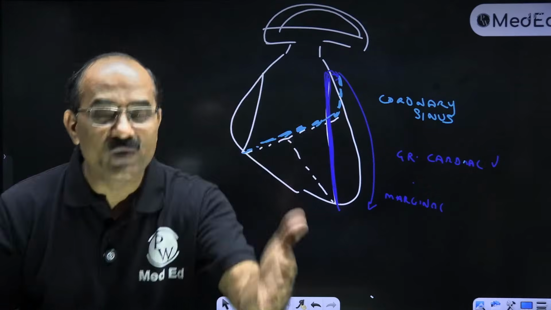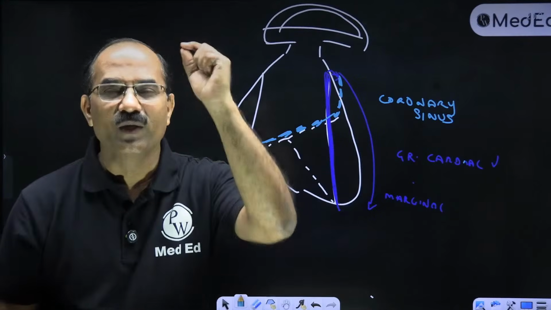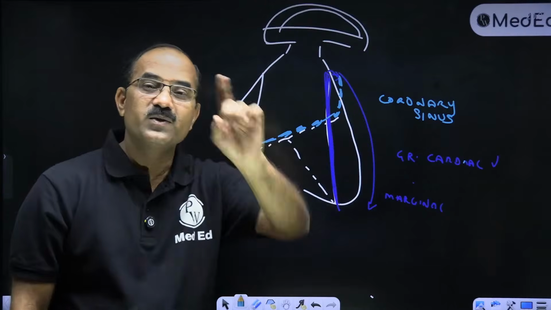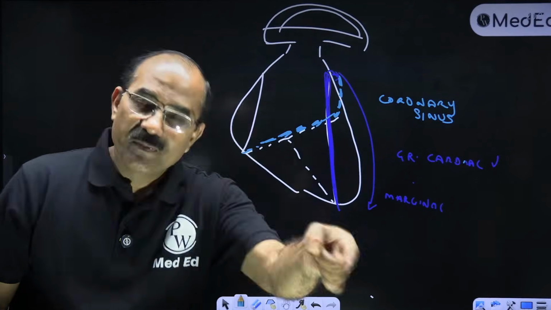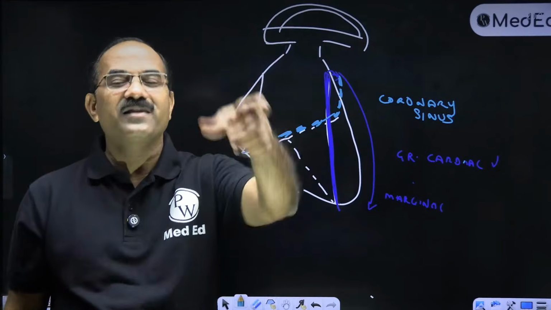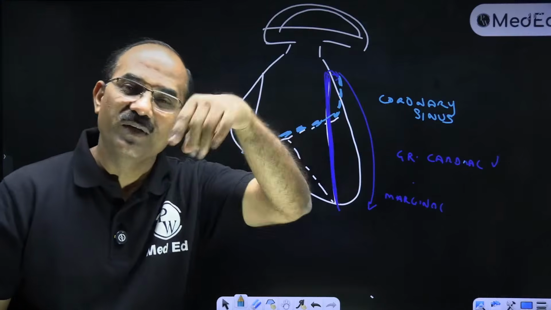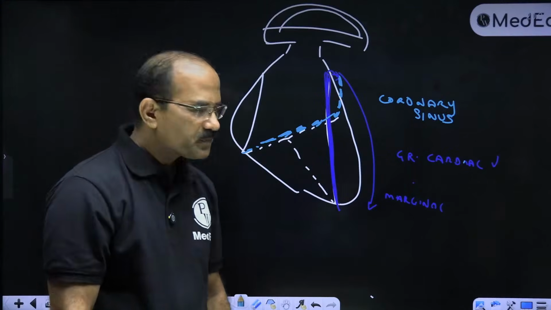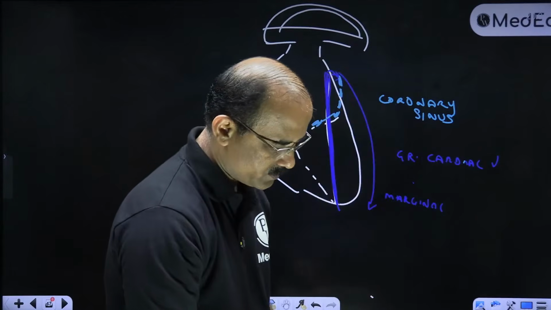In which groove does it lie? That's the posterior atrioventricular groove, and this groove is known as the coronary sulcus. If this question comes in NEET PG, coronary sulcus is, your answer is the posterior atrioventricular groove. Fine. I hope this is clear. Posterior atrioventricular groove, that's the coronary sulcus.